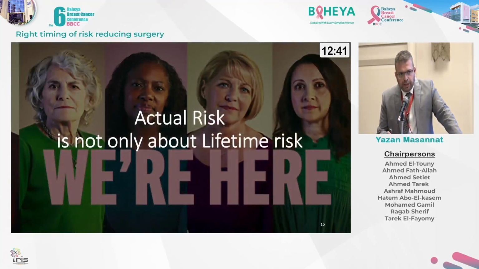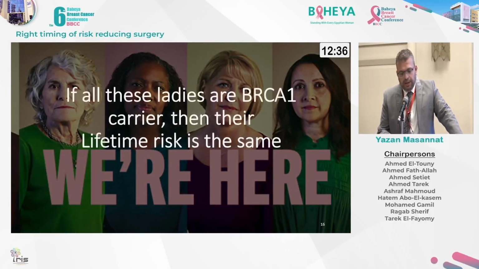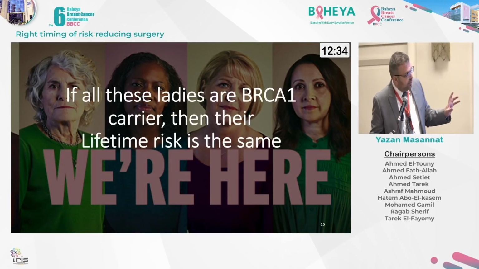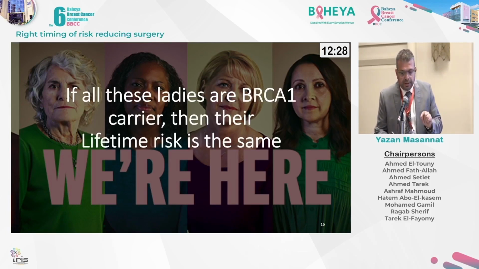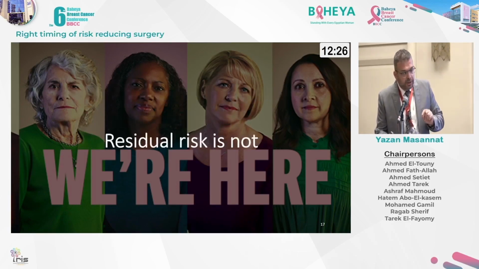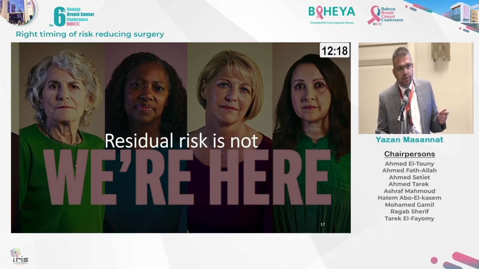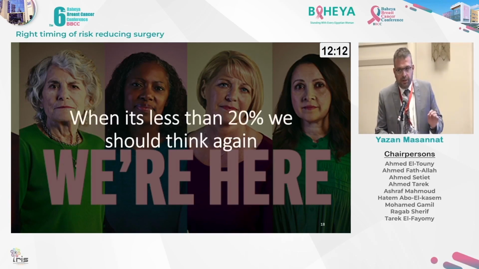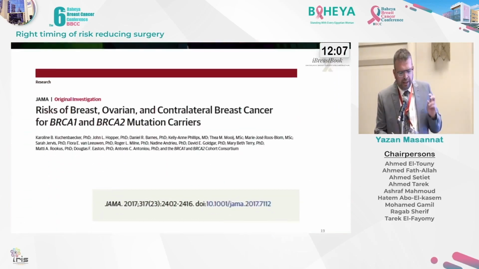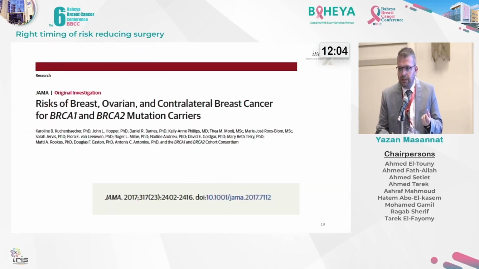And what you need to look at is the actual risk, not the lifetime risk. So if all those ladies have a BRCA gene, then their lifetime risk is the same. It's about, let's say, 70%, but their actual risk is not the same. The residual risk is not the same, because if somebody is still in her 20s or her 30s, her lifetime risk is still 60-70%. But if they reach the age of 60, then their residual risk might be less than 20%. And if your residual risk is less than 20%, you should think again about doing an operation like that. This is an important concept that not everybody is grasping.